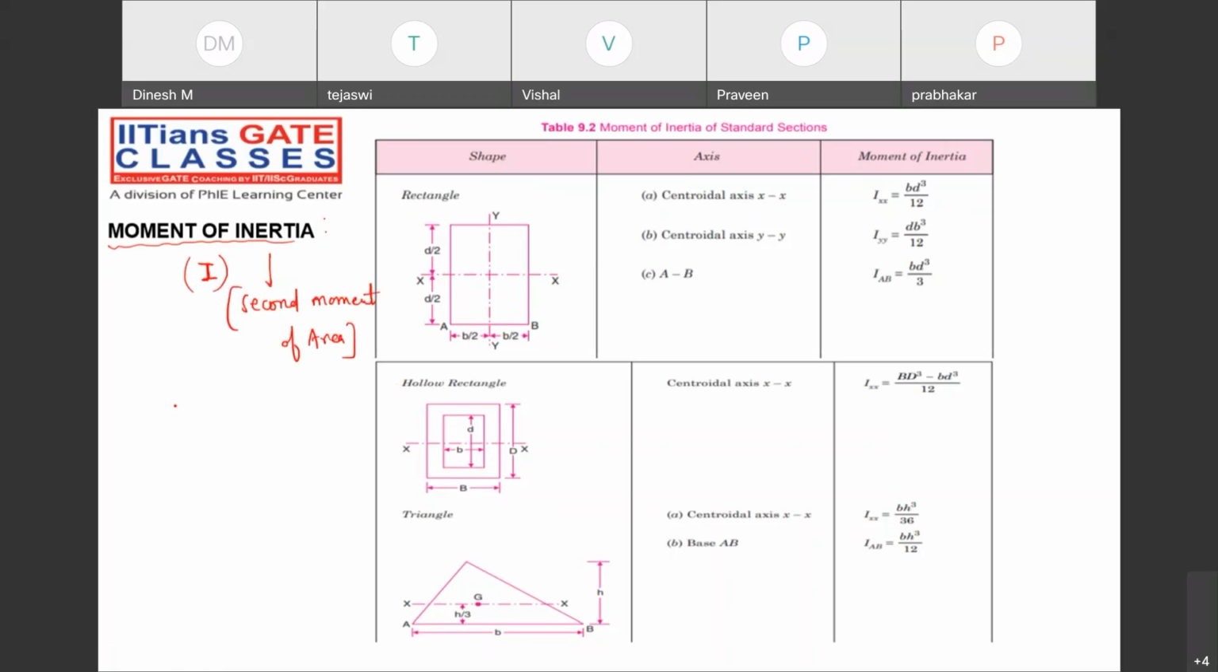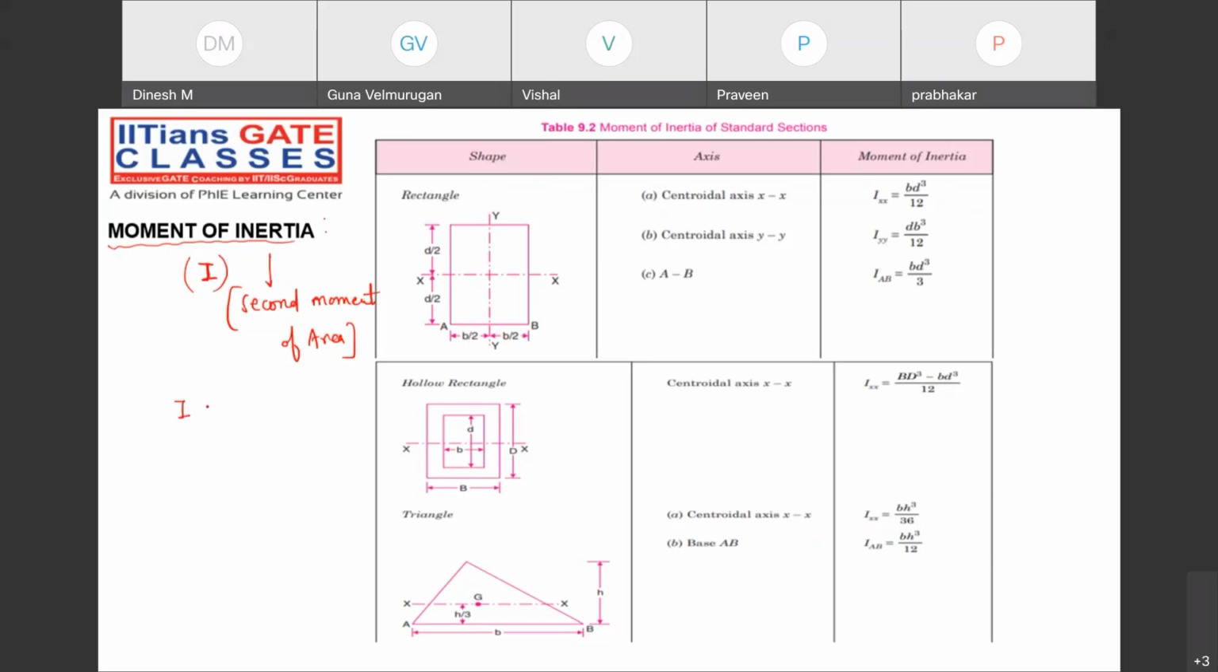How to calculate the moment of inertia? What is the exact formula and what is the exact definition? Anybody know? Moment of inertia is resistance to rotation. See, moment of inertia is of two types: mass moment of inertia and area moment of inertia. We have the two things.